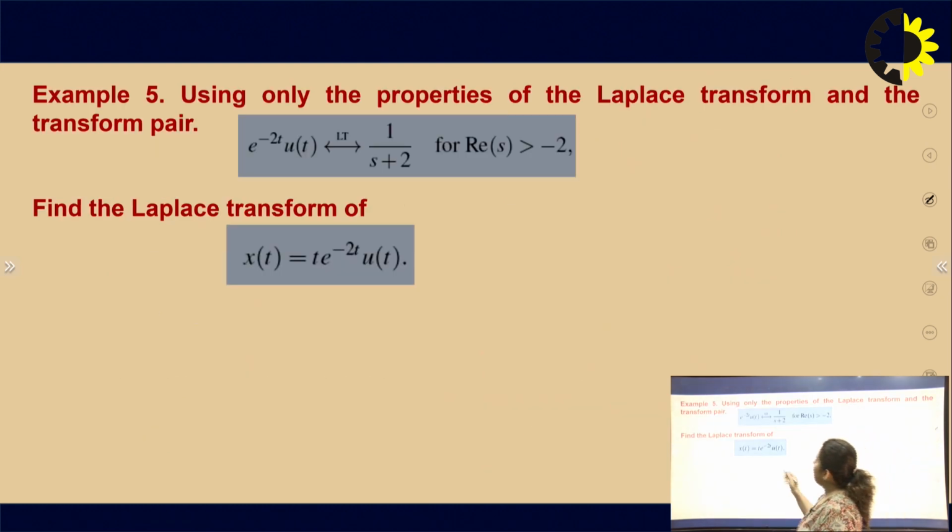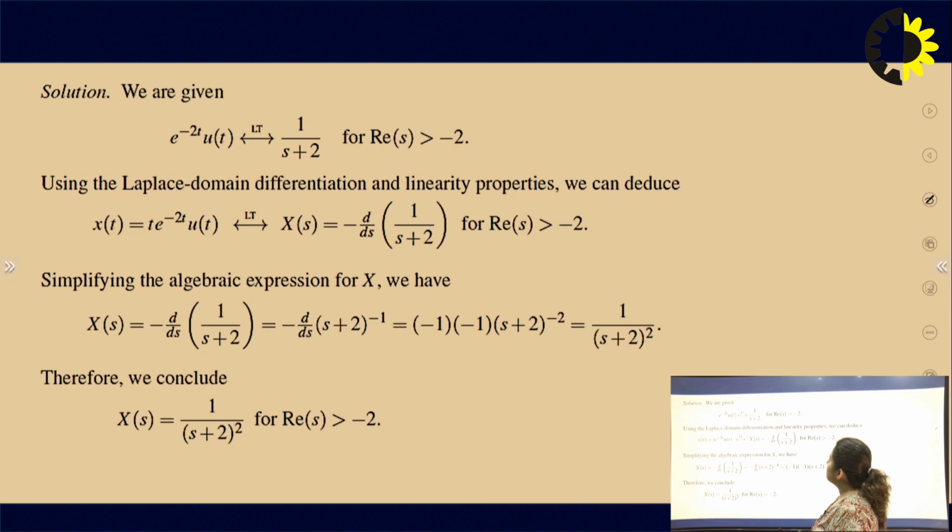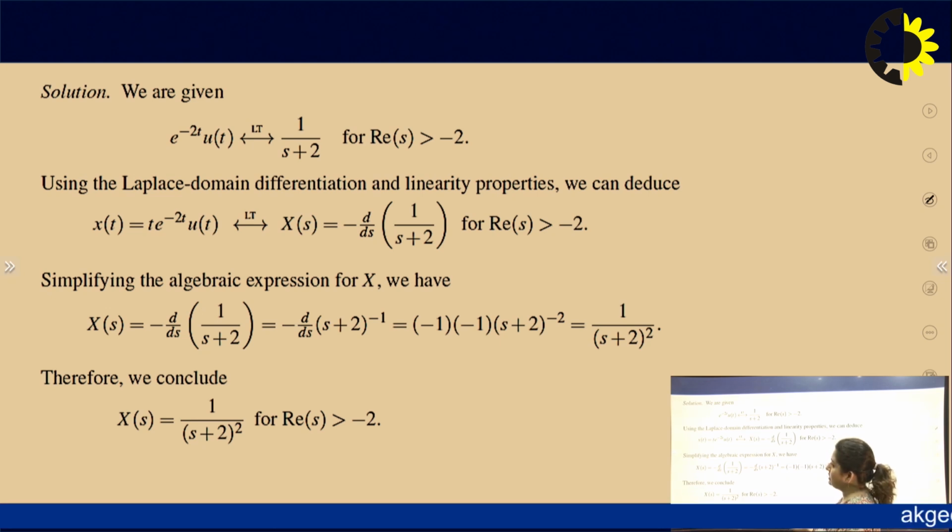Now next question: find the Laplace transform of x(t) equal to t e to the power minus 2t u(t). We know easily that for e to the power minus 2t u(t), the Laplace transform is 1 upon s plus 2. As we know, e to the power minus at u(t), the Laplace transform is 1 upon s plus a. By using this we can find the value, as there is only one multiplication of t here. So here we use the differentiation property in the frequency domain.